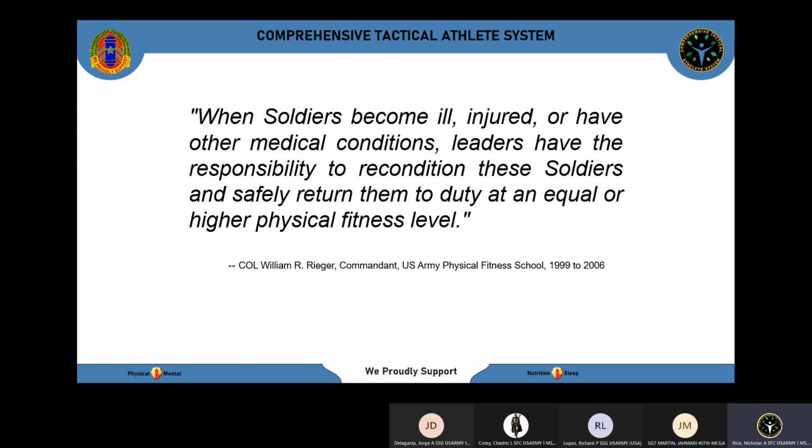What about the rest of the individuals in the room? So either Sergeant Martin, Sergeant Lopez, Sergeant De La Garza, what conversations do you currently have with your soldiers, or what things do you hear with regards to injuries or pain or discomfort in and out of physical training in your unit? Go ahead, Sergeant Lopez.